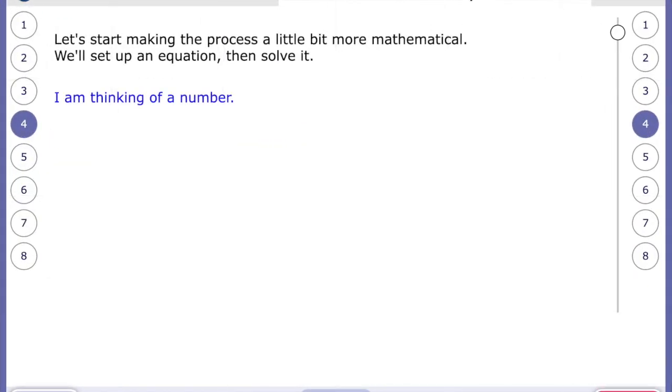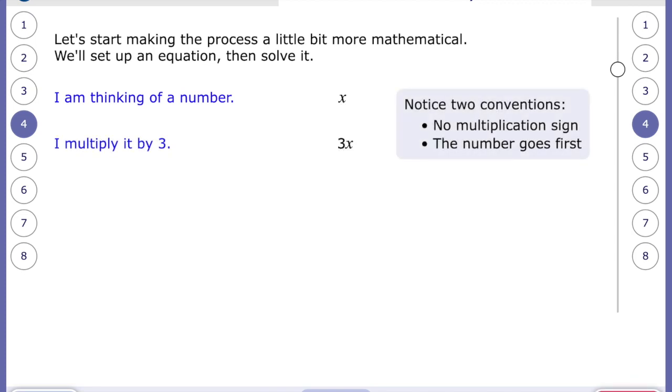Let's look a little bit more mathematical. So I'm going to pretend I'm thinking of a number. You don't know what it is, so we're going to call it x. We're going to multiply that by 3. 3x next to each other means multiply. You should know that. And then we're going to subtract 1 from that number, which leaves us 14.